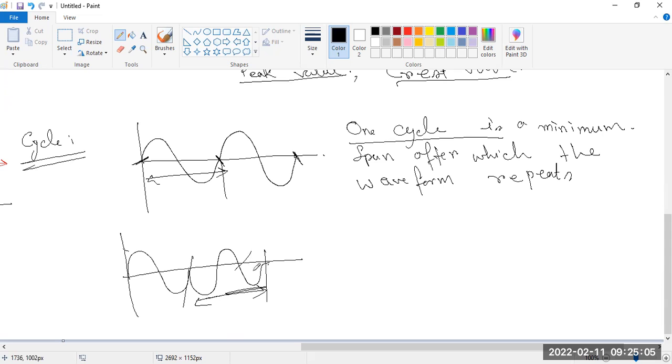No, sir. No, because it is not repeating. Sometimes this type of signal is created for modulation purposes in some communication systems. So this is not your cycle. Cycle means the minimum span after which the waveform repeats.